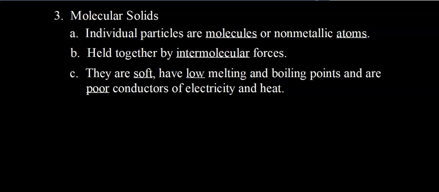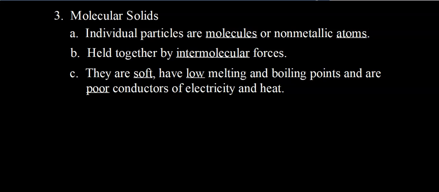Another example of a molecular solid would be bromine. Bromine is a liquid at room temperature, so that means it must be a solid at some temperature below room temperature. Molecular solids are poor conductors of electricity as a solid, as a liquid, or in solution. They do not conduct electricity because they are not made of charged particles. So poor conductors of both heat and electricity.